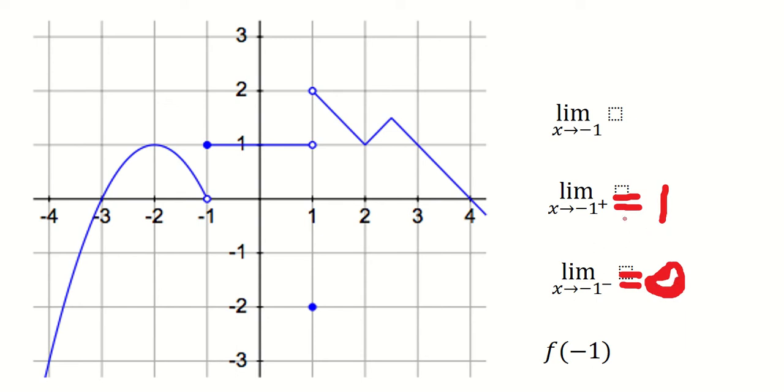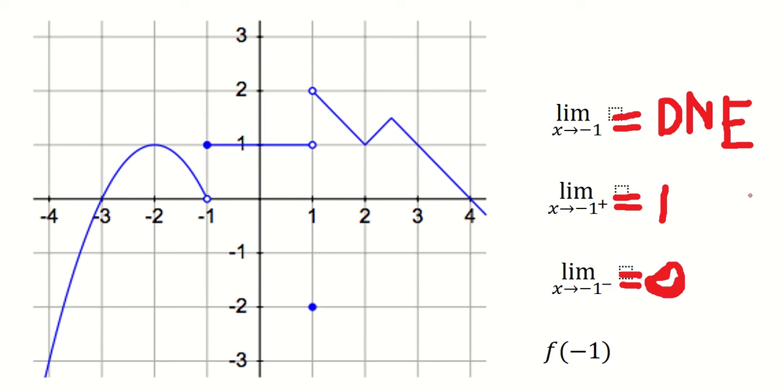So here's an example where if you come from the right, you go to 1. If you come from the left, you go to 0. These two things are obviously not the same. 1 and 0 are not equal. And so because these two aren't equal, the limit as x approaches 1 does not exist. And if it does not exist, people typically just write dne, I apologize for the ugly drawing.